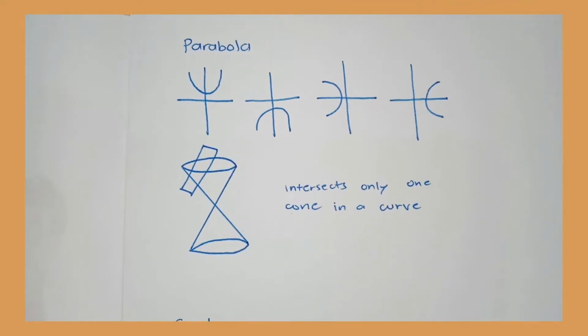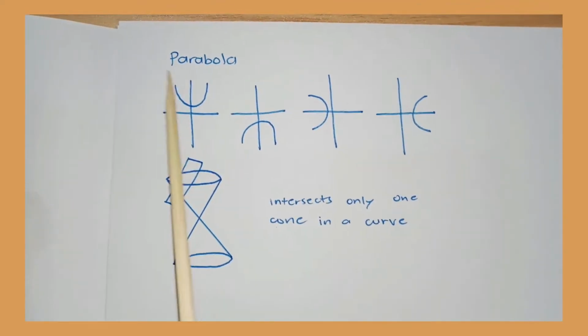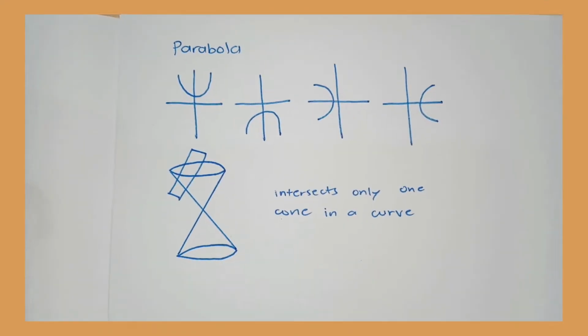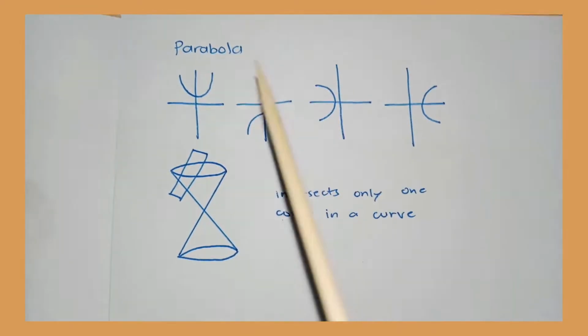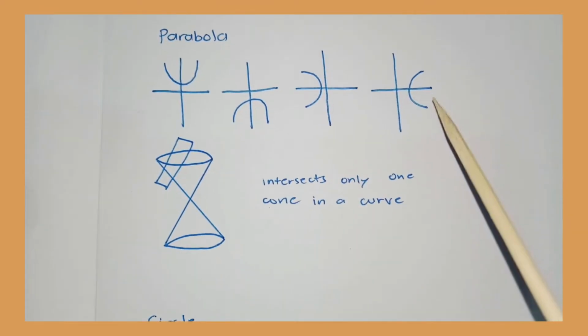So, these are the types of conic sections. First one, we have the parabola. Ano ba yung itsura ng parabola kapag graph natin siya? So, ito yung mga sample of graphs. Pwede siyang opens upward, downward, to the left or to the right.